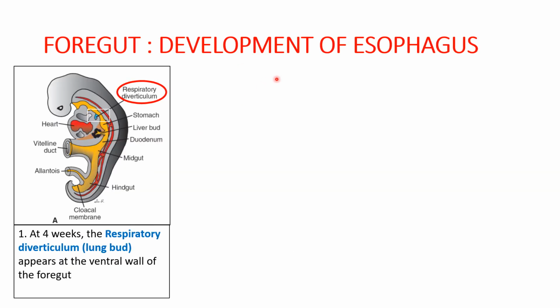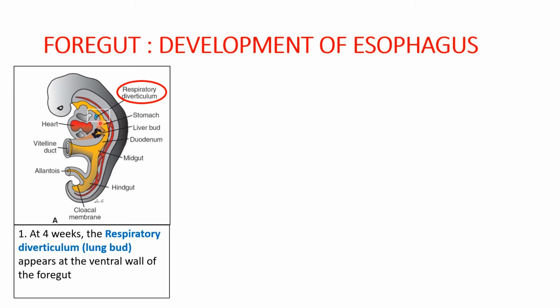Now let's begin with the development of the esophagus, which is a derivative of the foregut. The respiratory diverticulum is actually the lung bud. It is going to develop into the lungs and trachea. This diverticulum arises from the ventral wall of the foregut. So this blue area that you can see is arising from which wall of the foregut? This is the foregut. So from its ventral wall, this diverticulum, the lung bud, is arising, and this is going to develop into the lung and trachea.